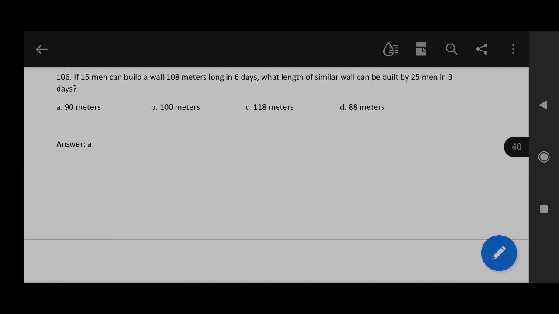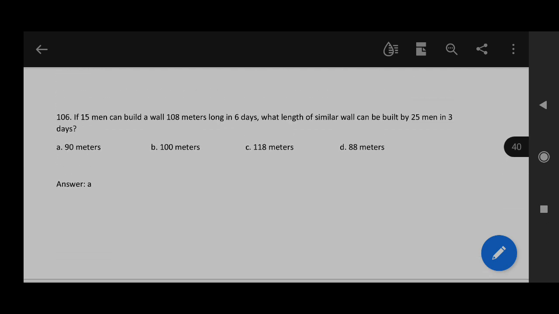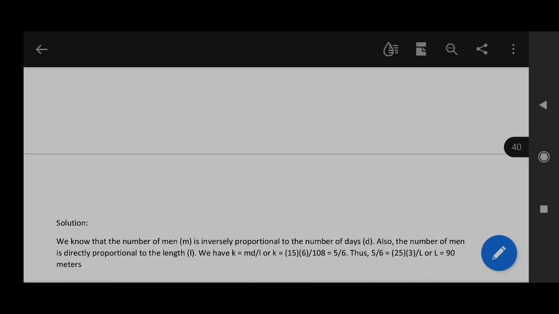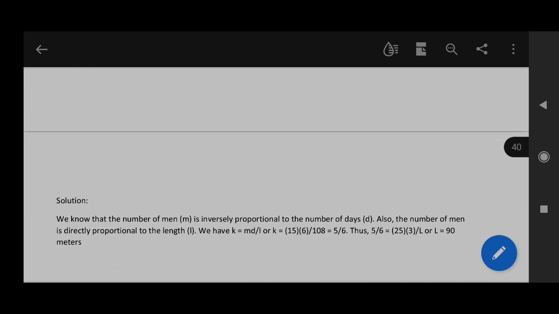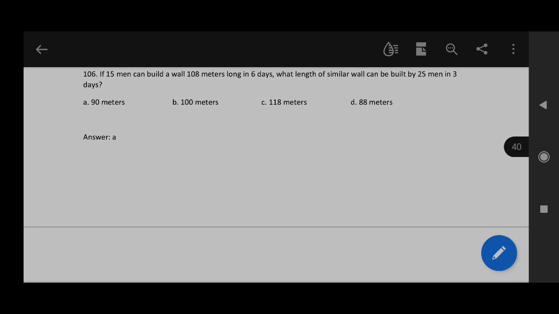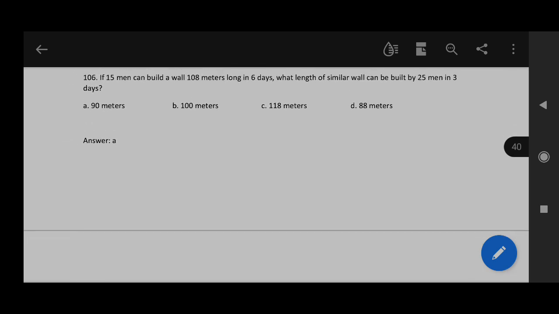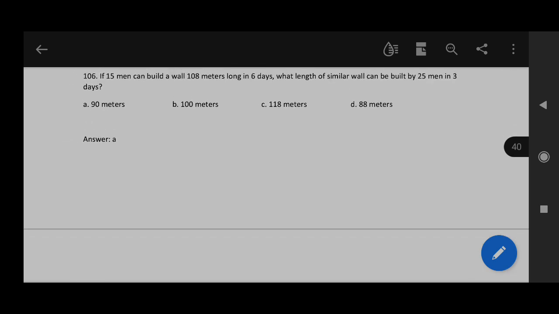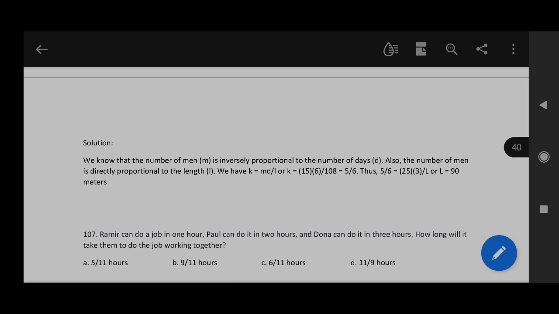Thus, 5 over 6 equals 25 times 3 over capital L, because what is being asked is the length of the similar wall. So capital L is 90 meters. So, ratio and proportion. But if you see this question in the board exam, the answer there is letter A, 90 meters. So, this is the solution.